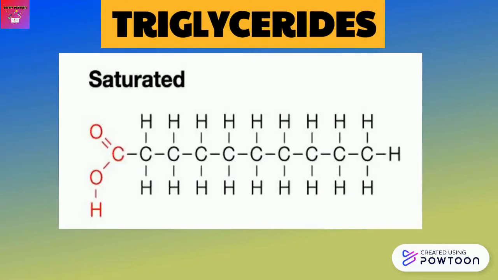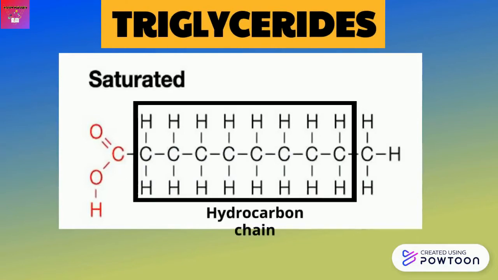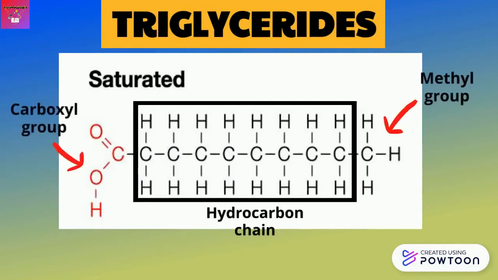What you are looking at here is called a saturated fat. Let's look at the different parts in this molecule. In the middle part of this molecule, we have what is called a hydrocarbon chain. A hydrocarbon chain only has long chains of carbons and hydrogens in it. At one end of this molecule, we have a methyl group, and at the other end, we have a carboxyl group.